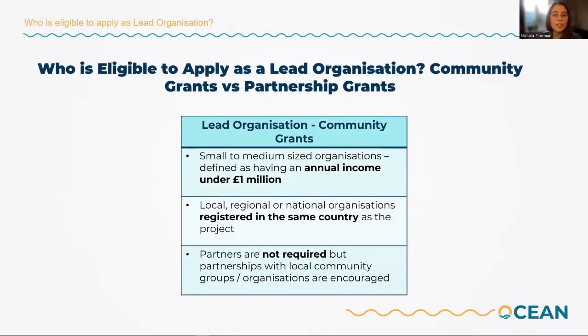So moving on, just to cover who's eligible to apply. The lead organization for community grants should be a small to medium-sized organization, and we define this as having an annual income under £1 million. And we'll cover this a bit more later in the session, how to assess how much you can apply for. But then we also are looking for local, regional, or national organizations that are registered in the same country as you want to run the project.